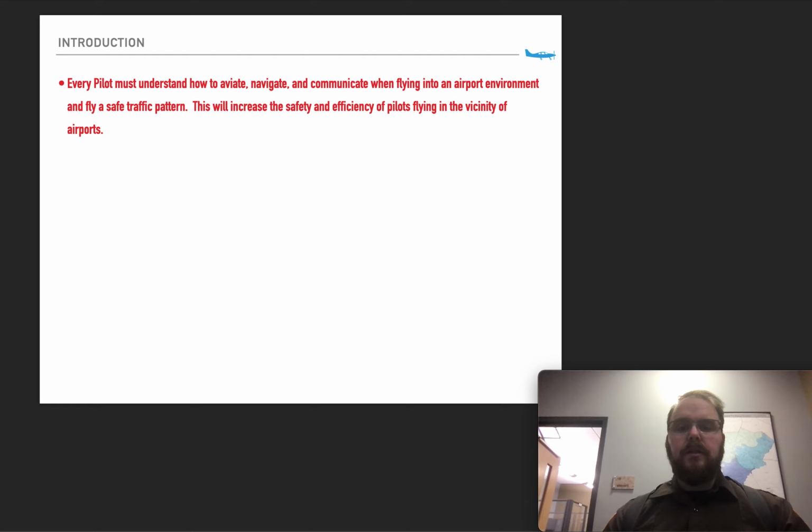So for the introduction, every pilot has to be able to aviate, navigate, and communicate when flying in the airport environment. This is for safety reasons, this is for efficiency reasons, and of course, it's where all flights begin and end. So this is a very important step for the private pilot to be able to learn and understand how to fly in a traffic pattern.